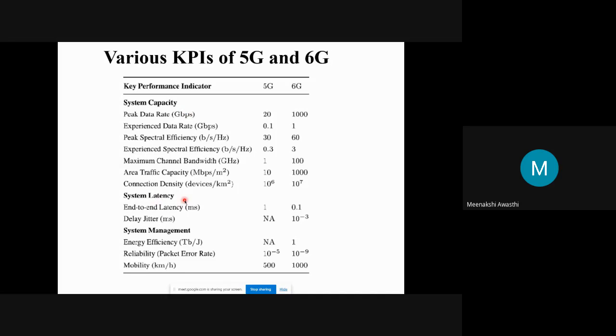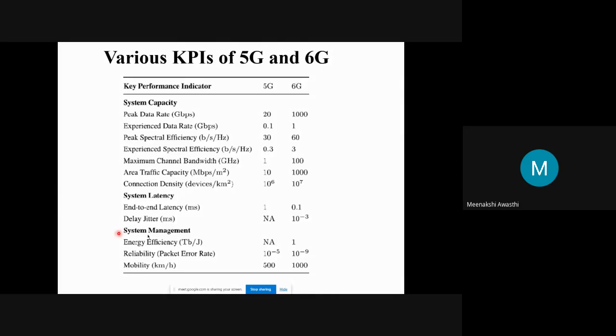Next is the system latency. The end-to-end latency, which we have taken in milliseconds, is 1 millisecond in 5G, and you can see such a low latency in 6G: it is expected to have 0.1 millisecond latency. A delay jitter is introduced in 6G. It is not introduced in 5G yet. So delay jitter in milliseconds will be 10 to the power -3 in the sixth generation network.